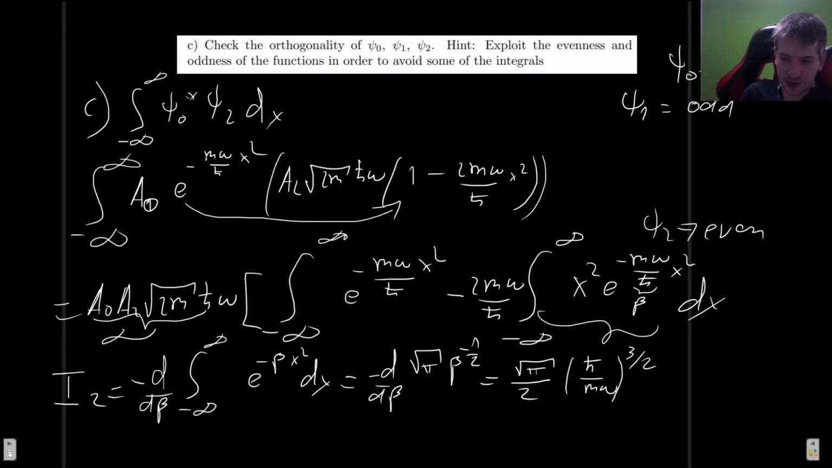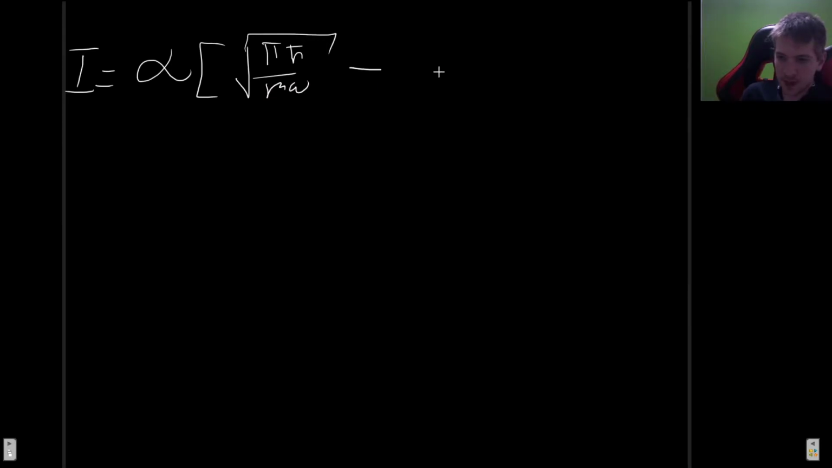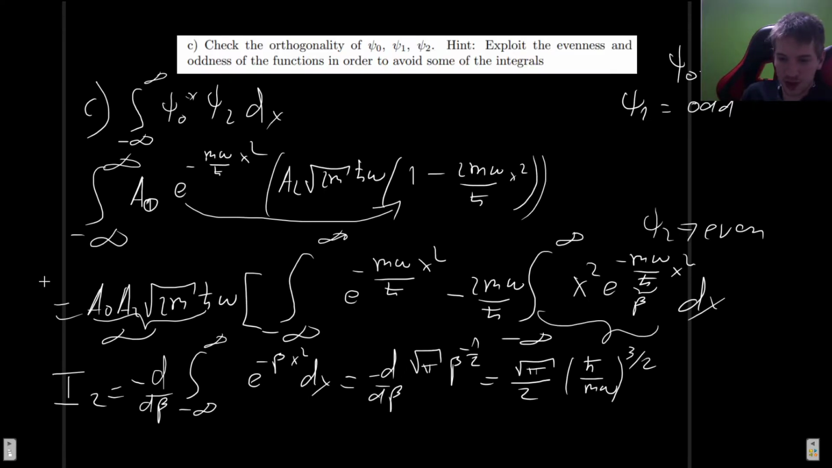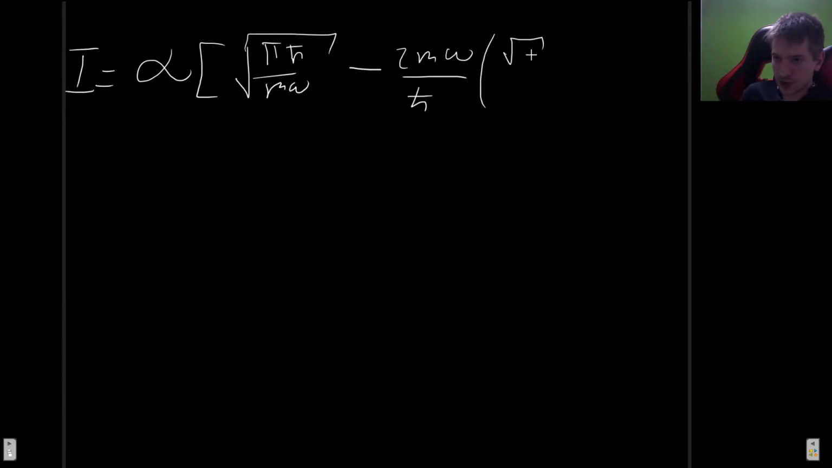Square root of pi h bar over m omega, minus the constant that's in front of the integral, which is 2m omega divided by h bar, times what we got here. So we have square root of pi divided by 2 times, let me just check, I already forgot, h bar over m omega to the 3 divided by 2.